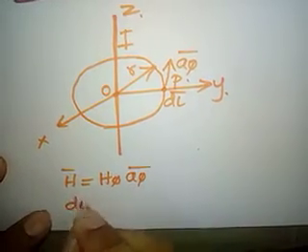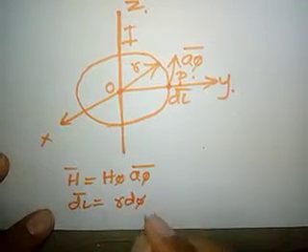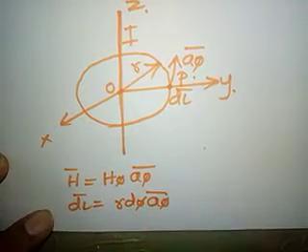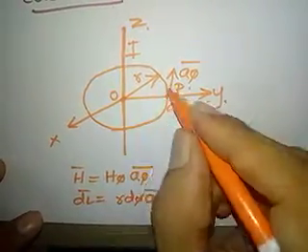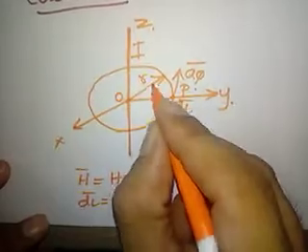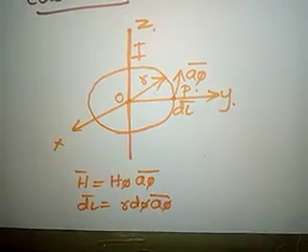And what is dl bar? dl bar is R d-phi a-phi bar. We have done this in the last derivation. So the dl bar length is nothing but the radius R multiplied by the small angle d-phi, along the a-phi bar direction.